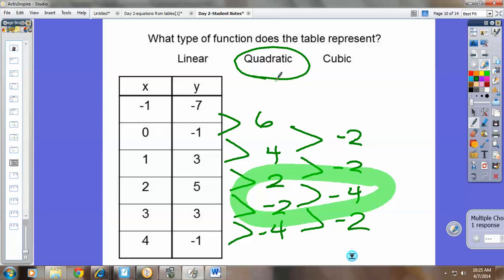I do have some tables for you to look at to determine if they are linear, quadratic, or cubic. There's a front and back to this assignment. Tomorrow we're going to take this a step further. Not only are we going to identify if it's linear, quadratic, or cubic, but we're going to write the rule. So it's important that you do your homework so you're able to do tomorrow's work as well. You have plenty of time to be able to get most of this done, if not all of it.